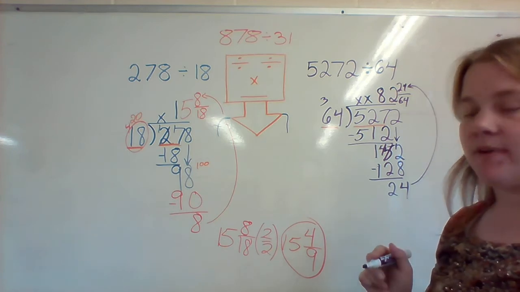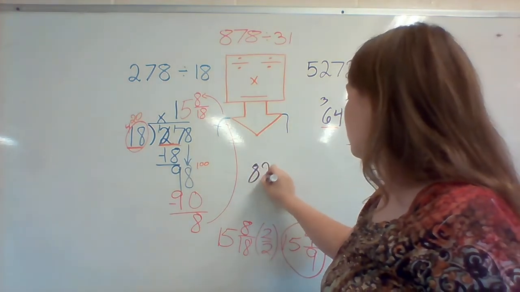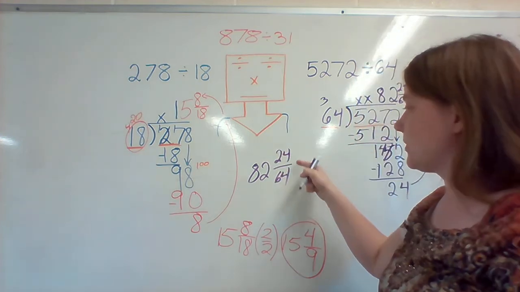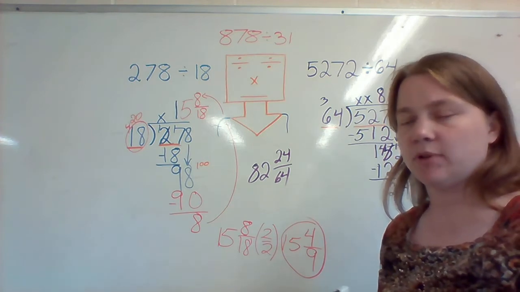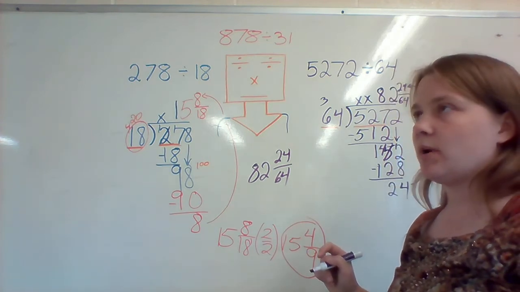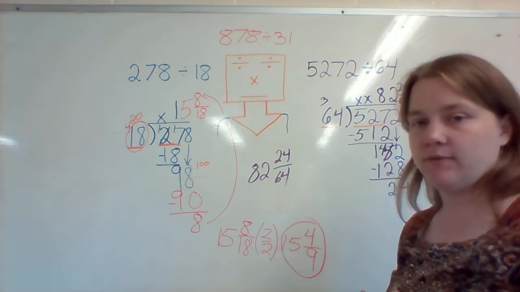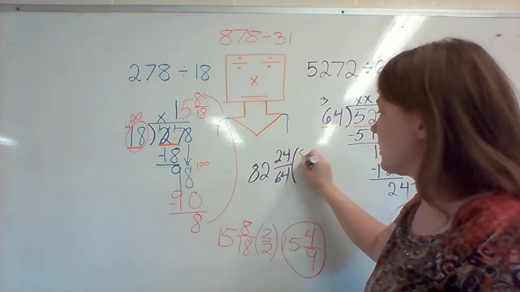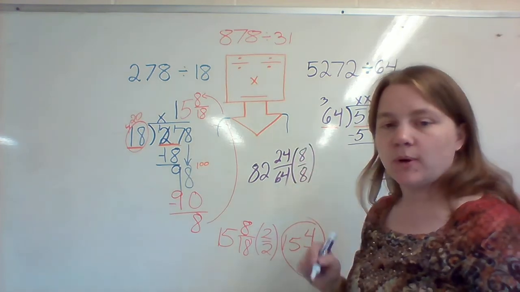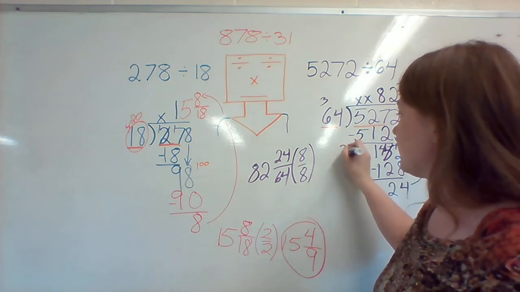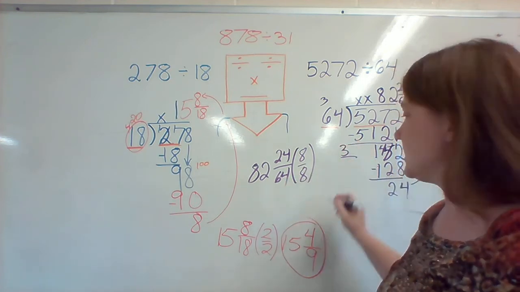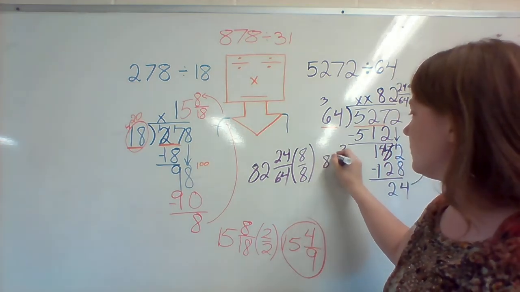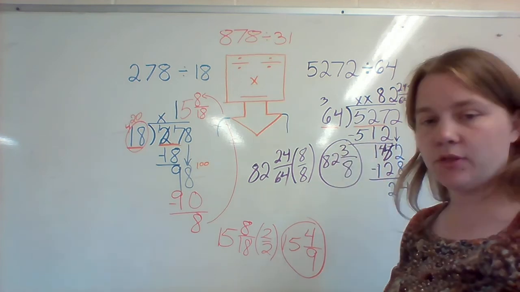But I know that that's not my final answer. And I know this because they're both even, which automatically tells me, hey, you need to simplify here. So I'm going to think about what number goes into 24 and 64. And I'm going to know that 8 goes into 24 and 64. So I'm going to divide by 8 over 8. 24 divided by 8 is 3. 64 divided by 8 is 8. So my final answer is 82 and 3/8.